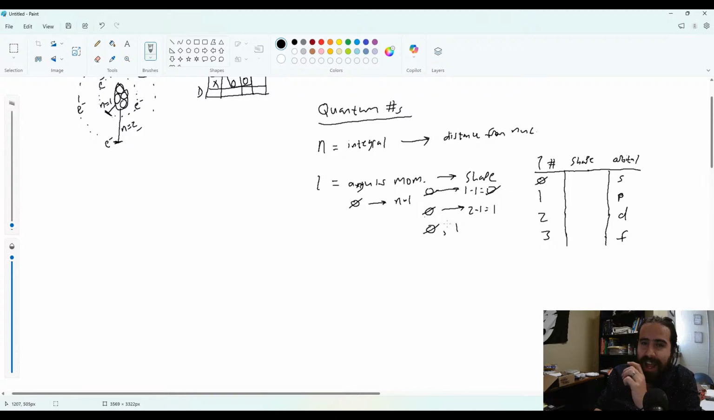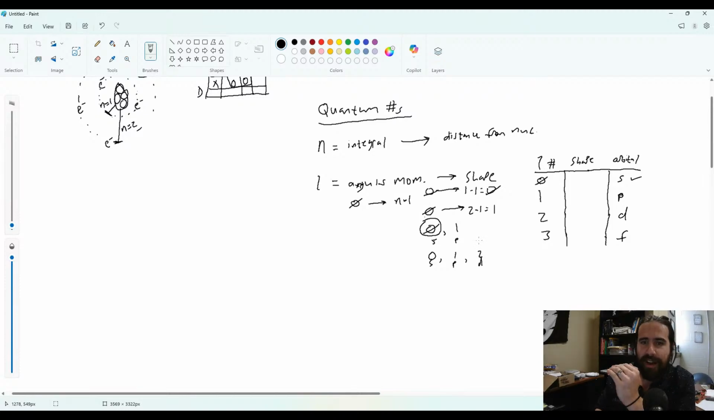This means that at every single n value, you're going to have access to an L value of 0. So that means that at every single n value, you're going to have access to the s orbital, right? At an n of 2, you have access to the s orbital and you have access to the p orbital. At an n equals 3, right, you have access to the s because you have the 0, p because you have the 1, and d because you have the 2, right?